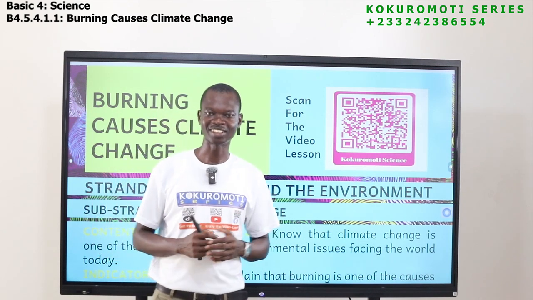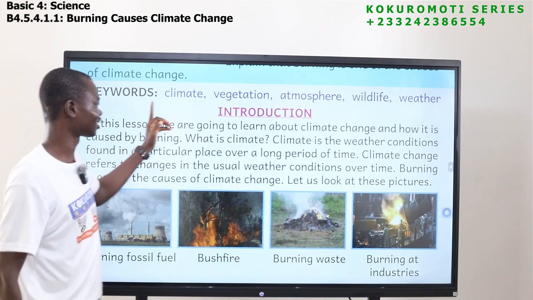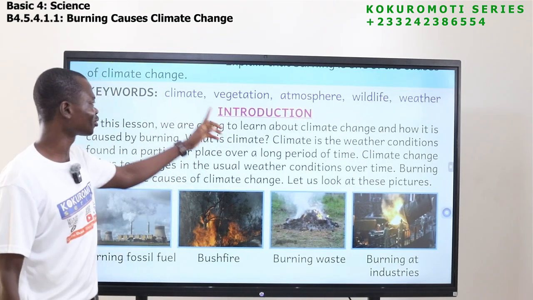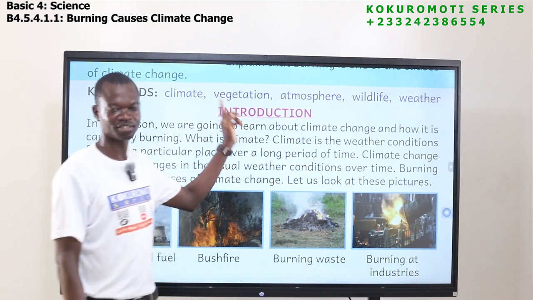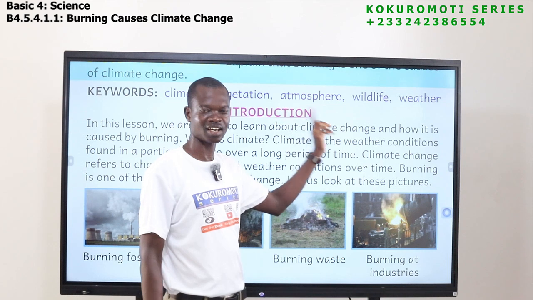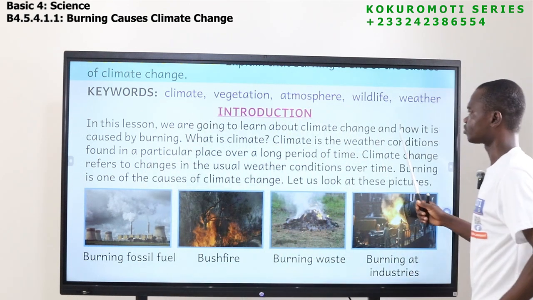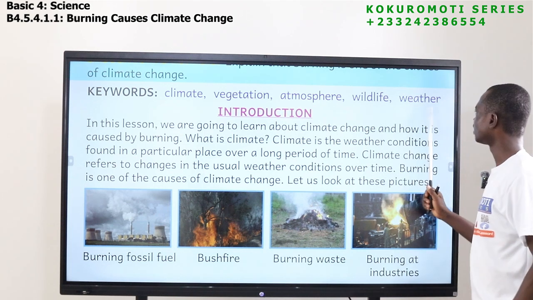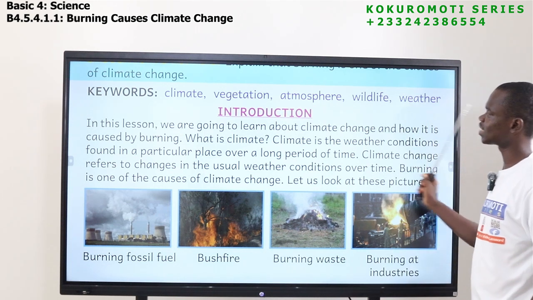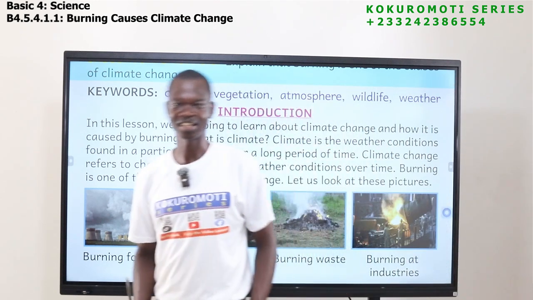Okay, let's look at the keywords. The first word is climate. The next word is vegetation. We have atmosphere. The next word here is wildlife. And here is weather. So these are the keywords that we are going to see in the text. Please, you get to understand them.